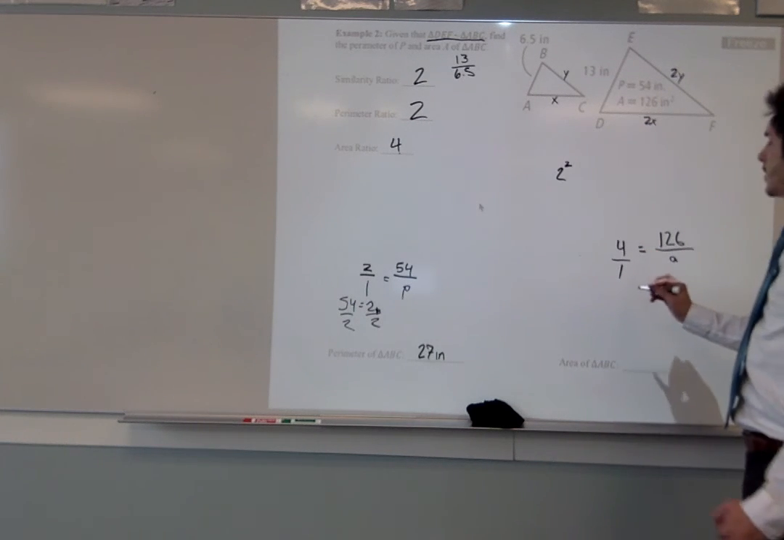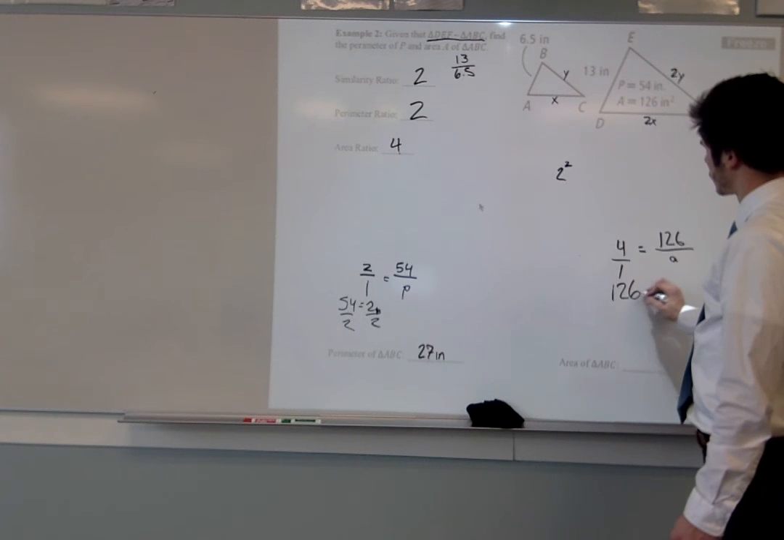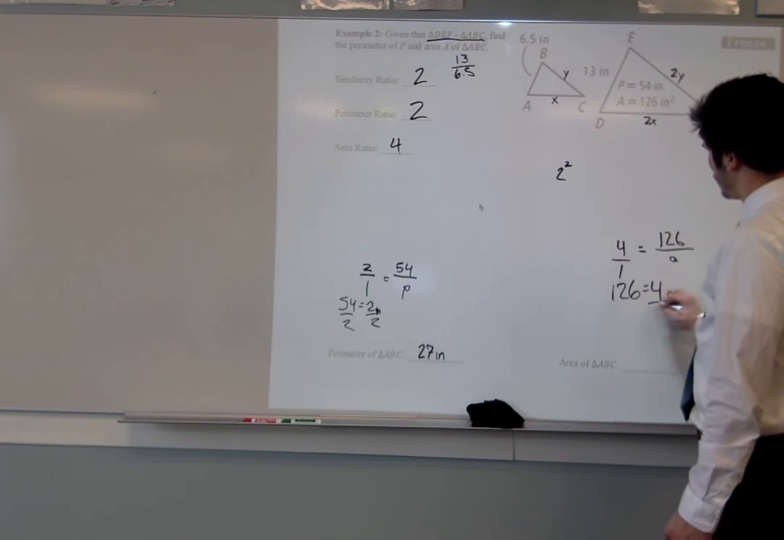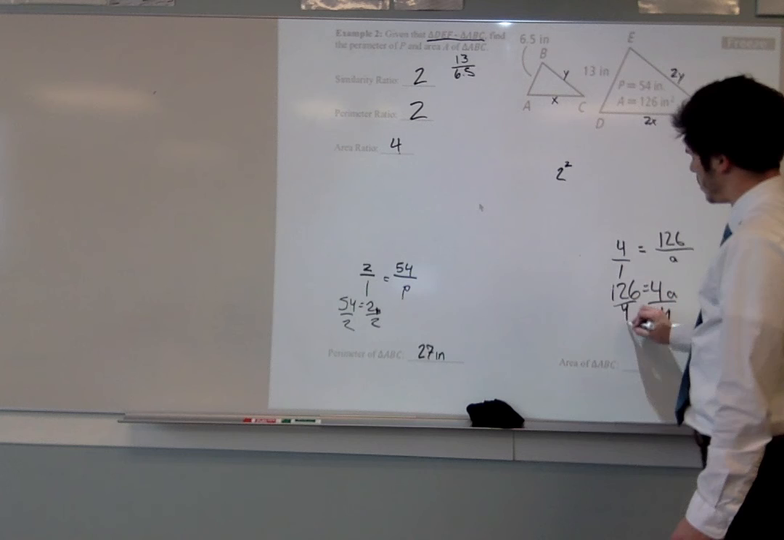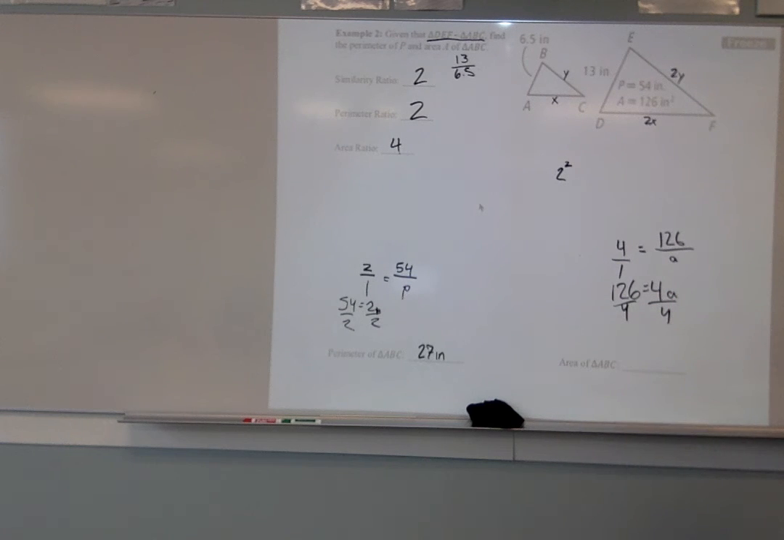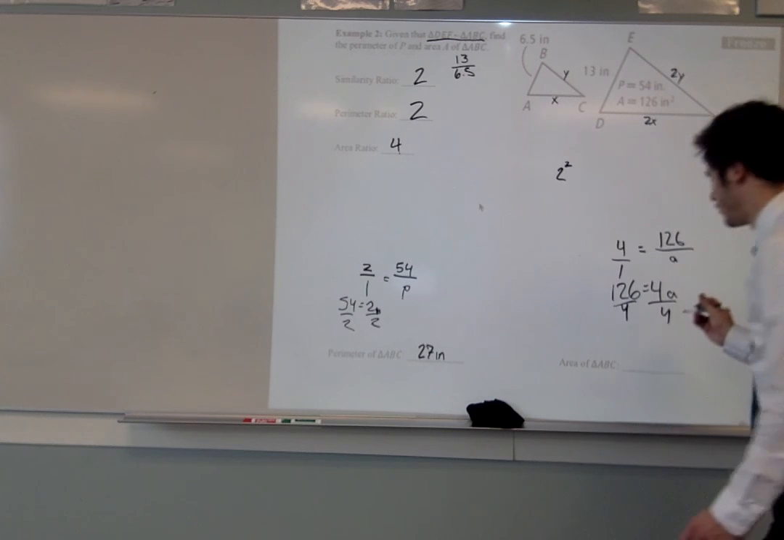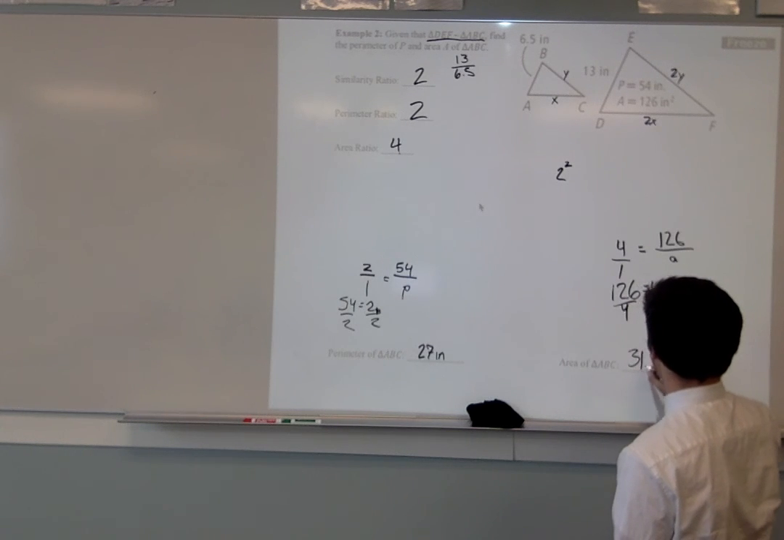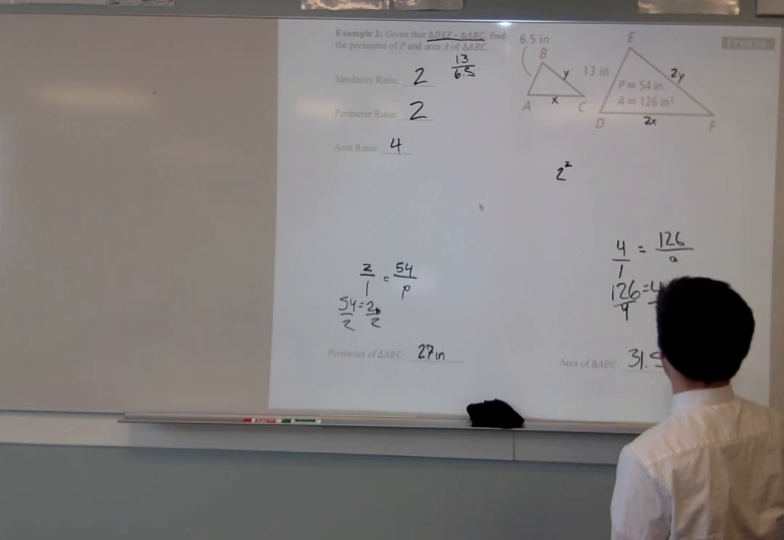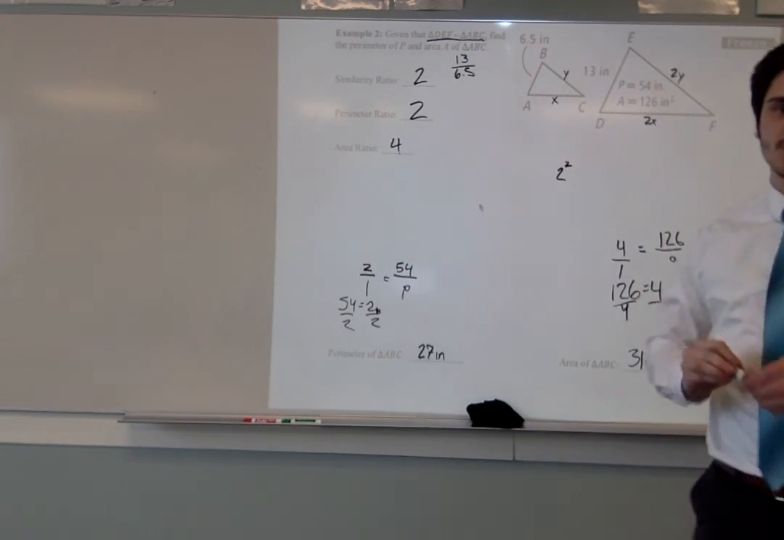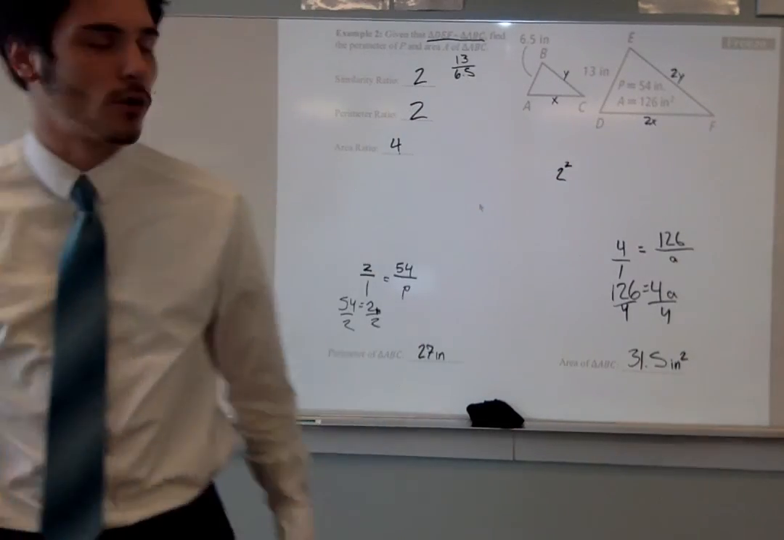So now we'll cross multiply this. We'll end up with 126 equals 4a, divide by 4, and we'll end up with 31 and a half. And that's inches squared since it's area and not perimeter.